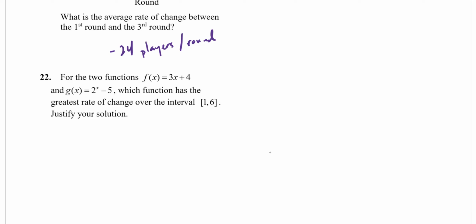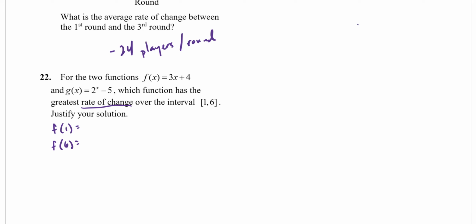Last one, for the two functions f of x equals 3x plus 4 and g of x equals 2 to the x minus 5, which function has the greatest rate of change over the interval 1 to 6? Justify your solution. Once again, rate of change is going to be the slope between those 2 points. So for f of x, I'm going to figure out what is f of 1 and what is f of 6, because I need to know those y values.